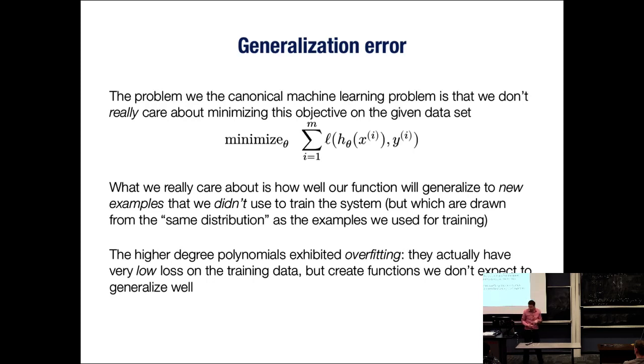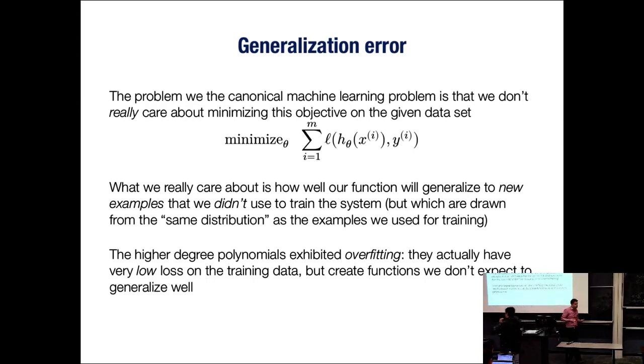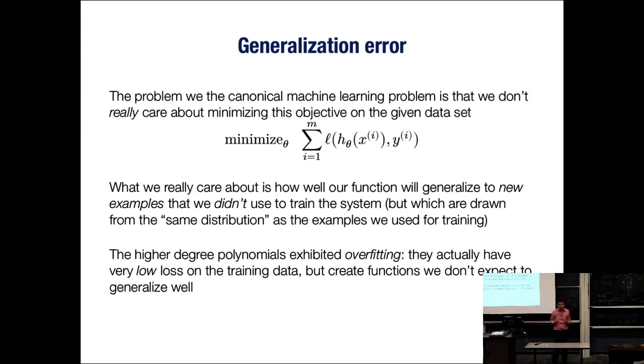So in the example we've seen so far, the higher degree polynomials overfitted, or exhibited what we call overfitting. In other words, they had very low error on the data set we trained them on, but their generalization error was relatively high. That's kind of what we mean by overfitting. On the data we train the system on, we get very low loss, but when we sample some new data, we expect the loss to actually be quite high.